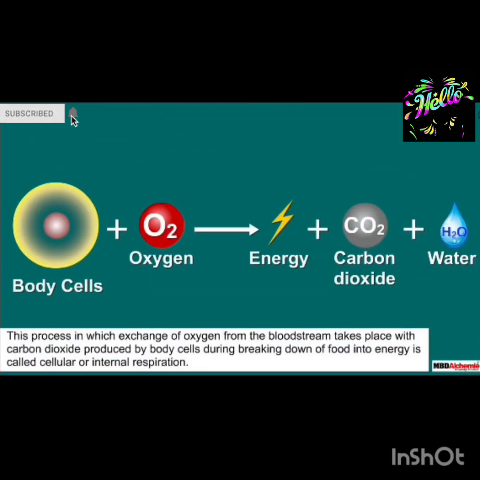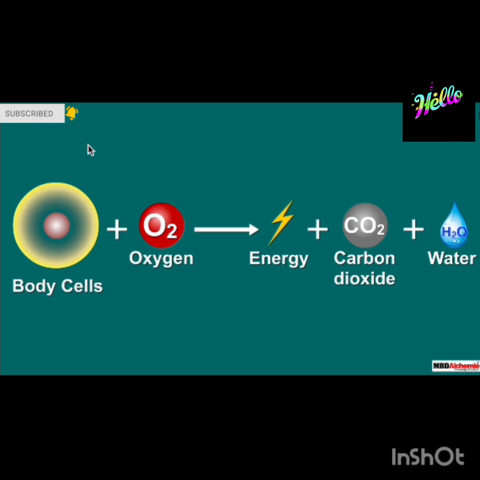This process, in which exchange of oxygen from the bloodstream takes place with carbon dioxide produced by body cells during the breaking down of food into energy, is called cellular or internal respiration. In this way, respiration involves many steps.